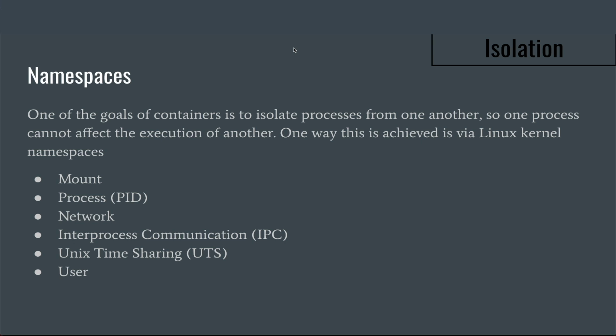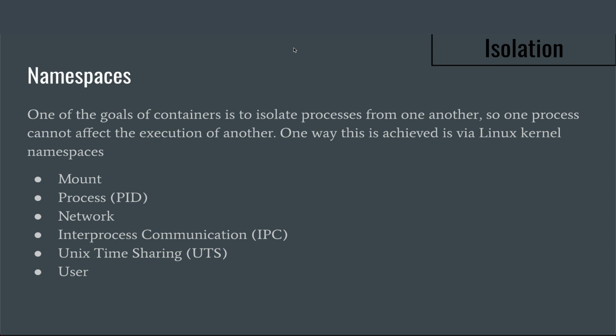One of the goals of containers is to isolate processes from one another, so one process cannot affect the execution of another. One way this is achieved is via Linux kernel namespaces, which restrict the view a process has of the wider system. For example, the PID namespace isolates the process ID, restarting process numbering from 1, which means that processes in different PID namespaces can have overlapping PIDs without interfering with one another.